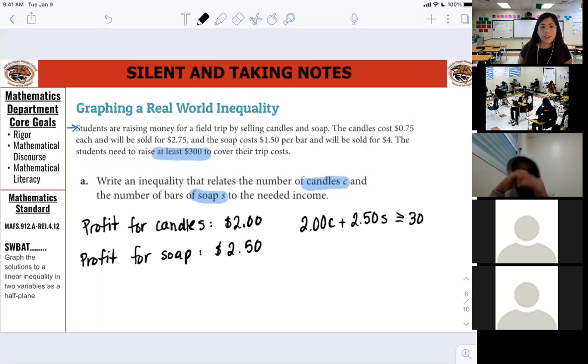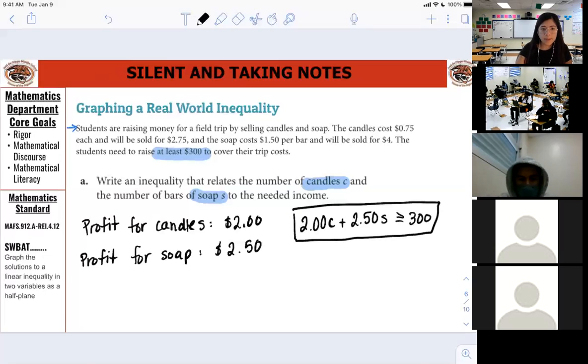Perfect. So we definitely want that to be greater than or equal to, because again, they need to raise at least $300. In reality, they want to earn $300 and more because they want to make as much money as possible. So this one would be a greater than symbol. Nice job, Darian. Do I have any questions on why it's greater than and not less than? All right, cool. So here is my inequality.